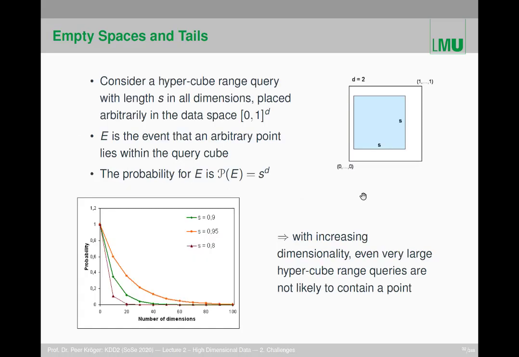So anyway, that's what empty space entails. Now consider the tails stuff. We will now place a hypercube range query with length s in all dimensions into our data space somewhere. Here is our data space, which is, for example, between 0 and 1 in each dimension, and we have a hypercube range query with side length s. Now we say e is the event that an arbitrary point lies within this range query. So the probability for this event is s to the power of d. So with increasing dimensionality, even very large hypercube range queries are not likely to contain any point.